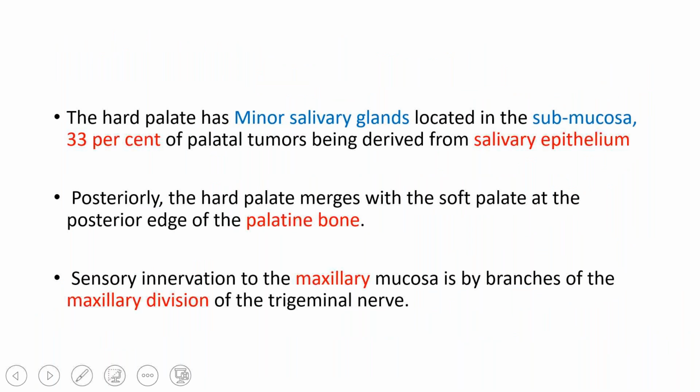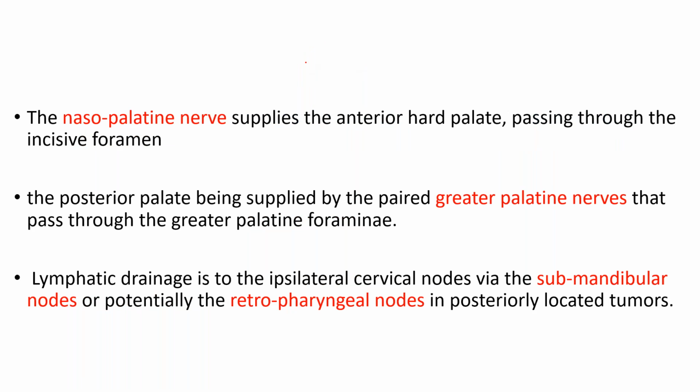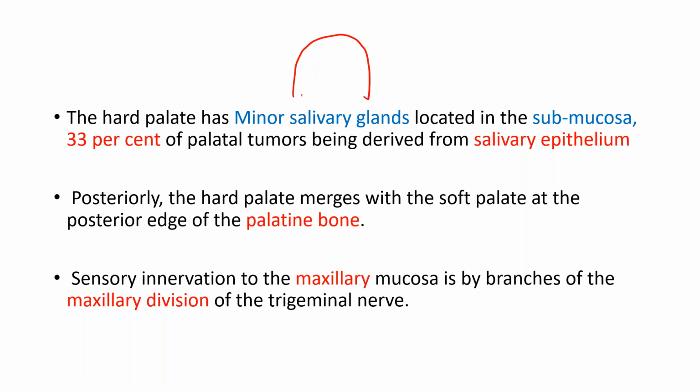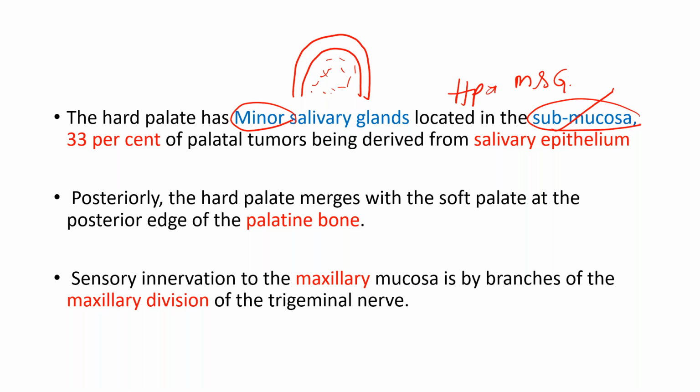And the specialty of this is that the hard palate has a lot of minor salivary glands located here, in the submucosal region. And 33% of the palatal tumors are derived from the salivary epithelium only. So the hard palate has a lot of minor salivary glands. This is minor salivary, it's not a major salivary gland.